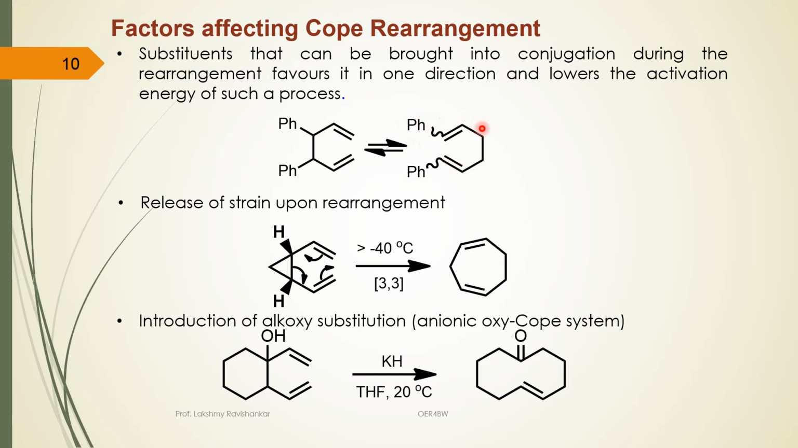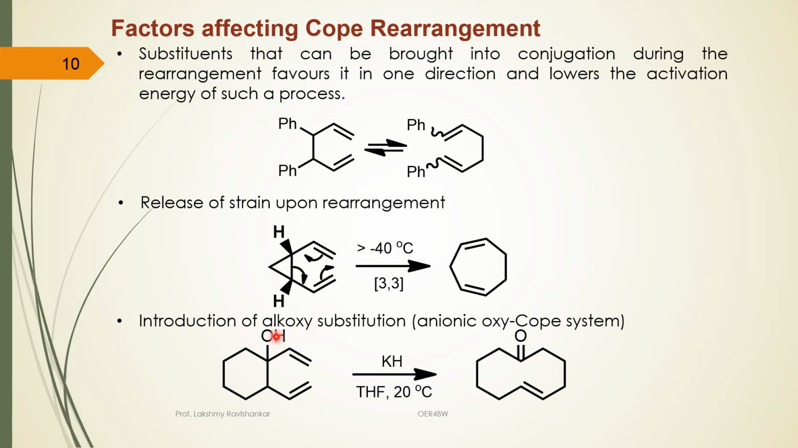So this is more stable, so the reaction proceeds faster in the forward direction. Similarly, if you have rearrangement resulting in release of ring strain, then the rearrangement can happen at a low temperature. See, for example, this goes at even minus 40 degrees.